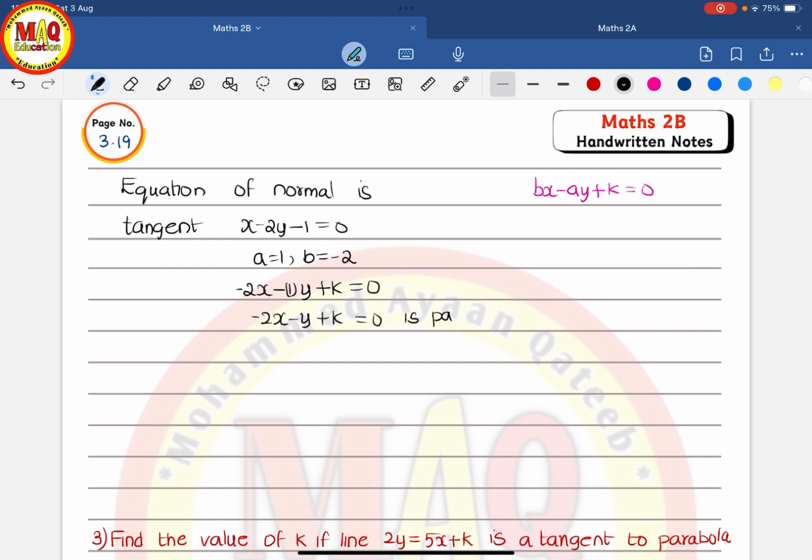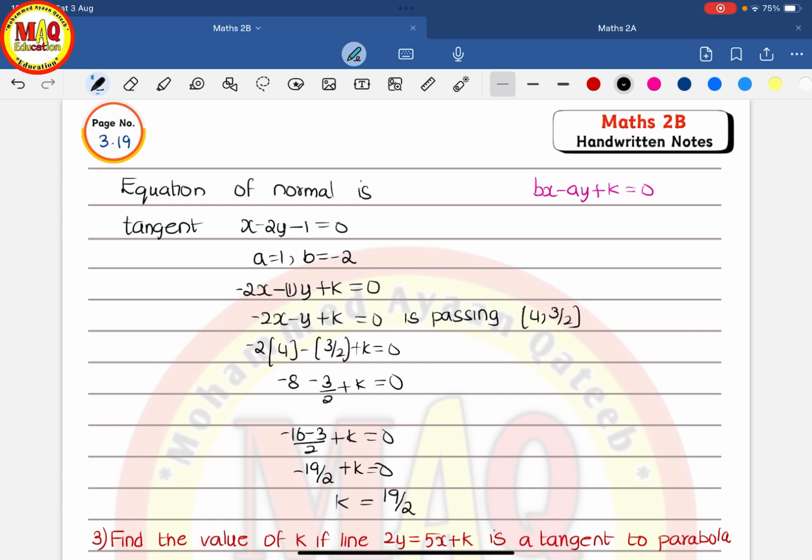is passing through point (4, 3/2). Minus 2 into 4 minus 3 by 2 plus k equal to 0. Minus 8 minus 3 by 2 plus k equal to 0. Minus 16 minus 3 by 2 plus k equal to 0. Minus 19 by 2 plus k equal to 0. So we got k value is 19 by 2.